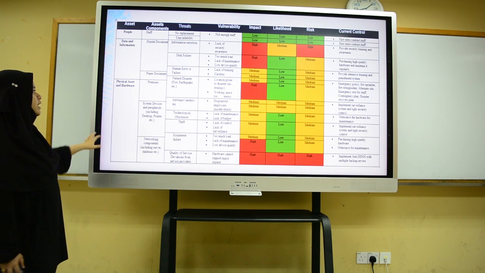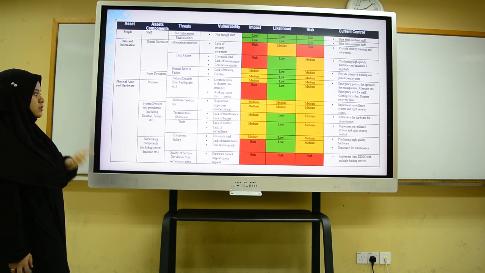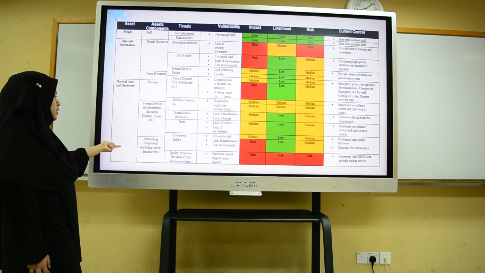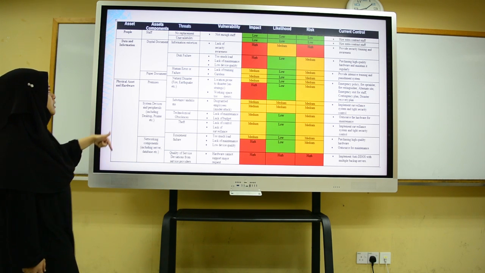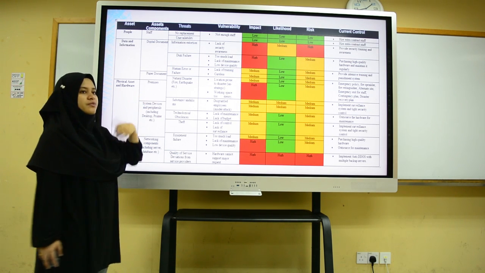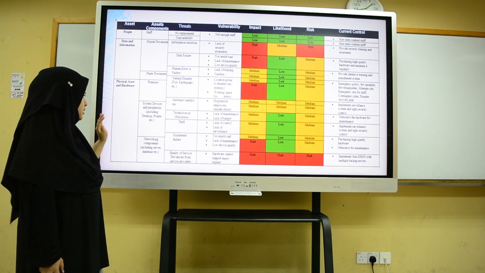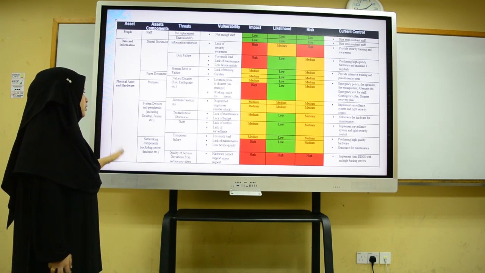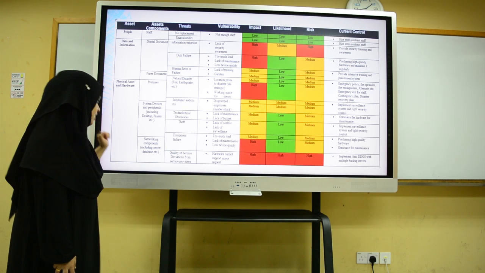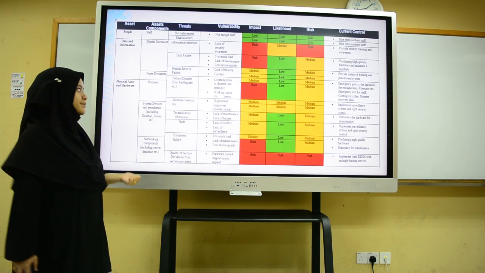For physical assets and hardware, the premises, the system devices and peripherals including desktops, printers, and networking components including servers and databases, the threats can be natural disaster, for example fire, earthquake, sabotage or vandalism, technology obsolescence, theft, equipment failure, or the quality deviation of the service provider, which means the internet.